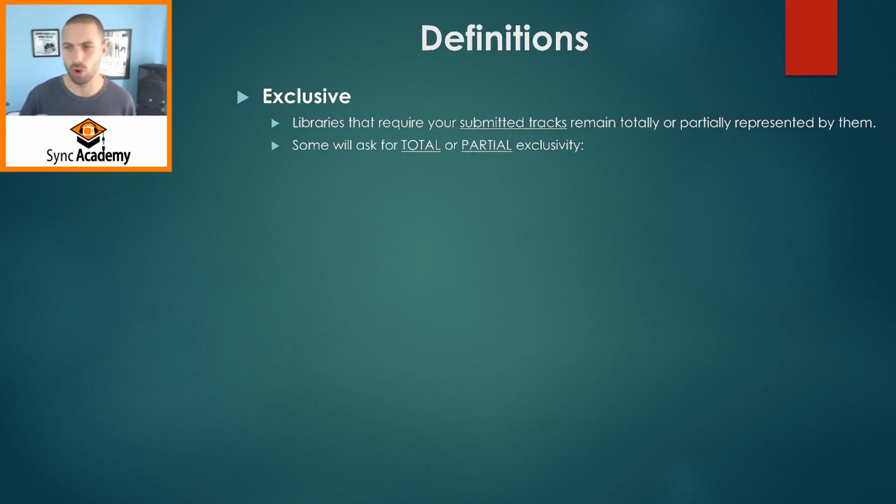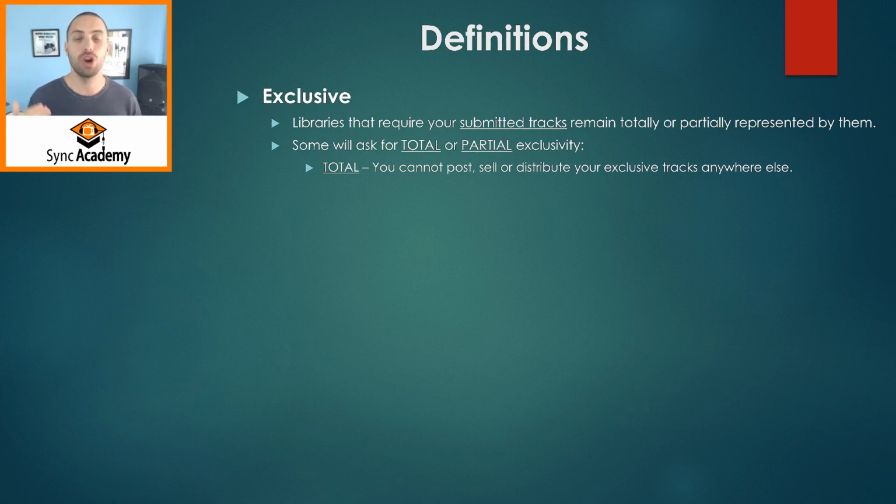Now let's talk about the total or partial exclusivity. What does that really mean? So if they're asking for total, that literally means you cannot post, sell, distribute, or make money in any way, even if you're not making money, those exclusive tracks anywhere else, okay? No iTunes, no Spotify streaming, not on your website, not on your social media, nowhere publicly you should be posting these things, okay? Certainly not selling it, okay?